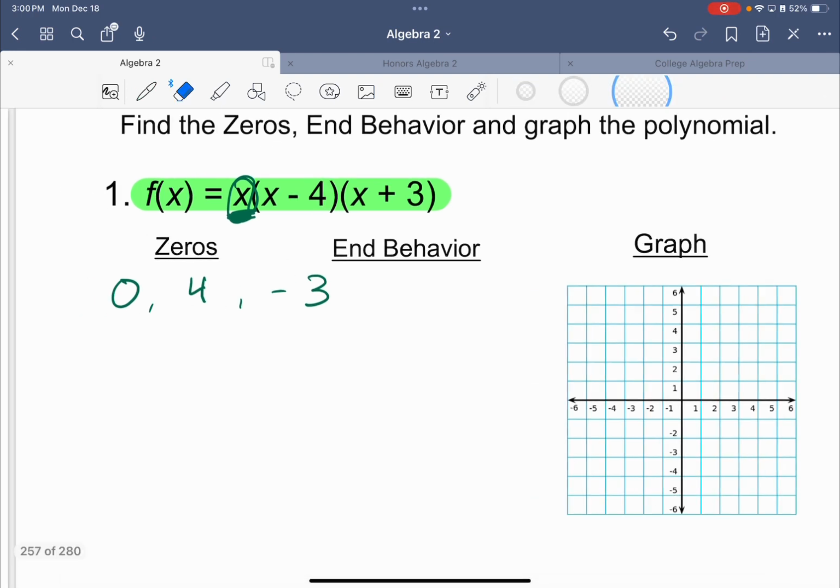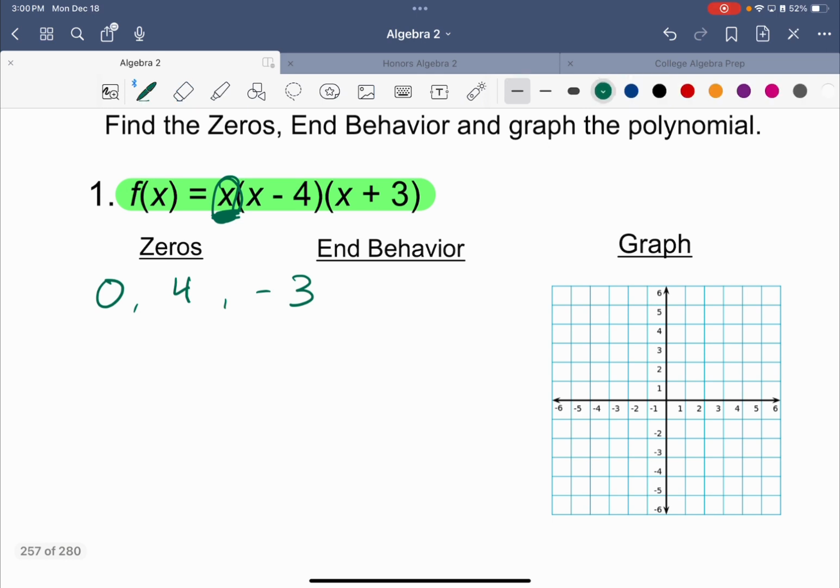Now I'm going to write down here multiplicity because we need that next. I'm just going to put mult. How many times does the 0, 0 occur? Once. How many times does the 0, 4 occur? Once. And how many times does the 0, negative 3 occur? Once. So they all occur once. So we know the zeros, we know the multiplicity. Now I've got to talk about the end behavior.